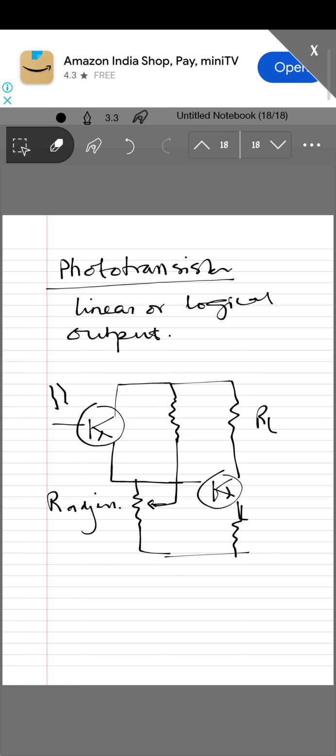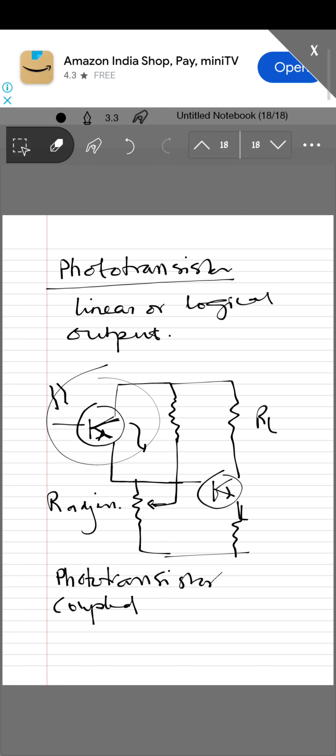The current produced by this phototransistor is being coupled to the base of the driver transistor.